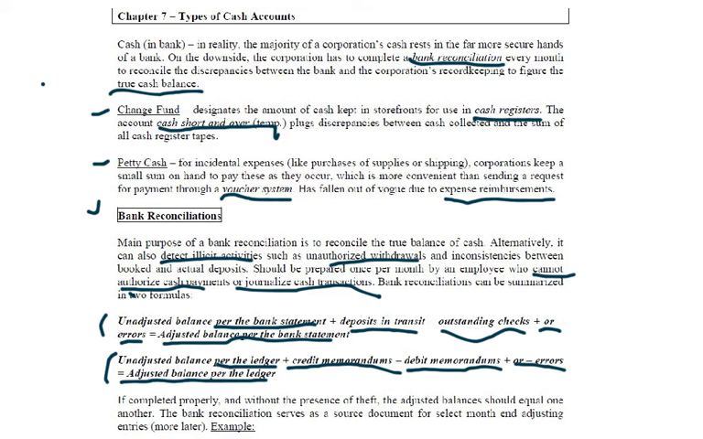Now, again, here's the caveat. If completed properly and without the presence of theft, and that's a big one, the adjusted balances should equal one another. That's what you're hoping for. So again, the bank reconciliation will eventually serve as a source document for select month-end adjusting entries, which we'll talk more about later. And we'll continue the example in the next video.